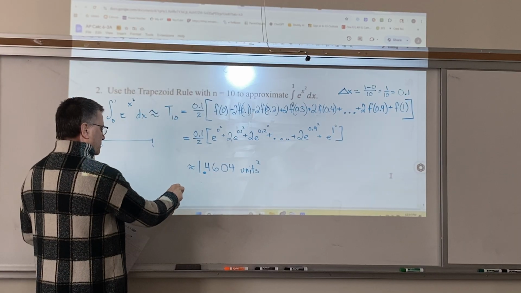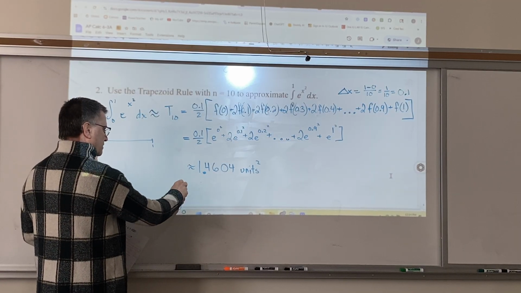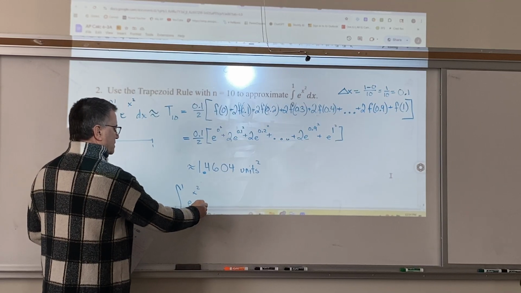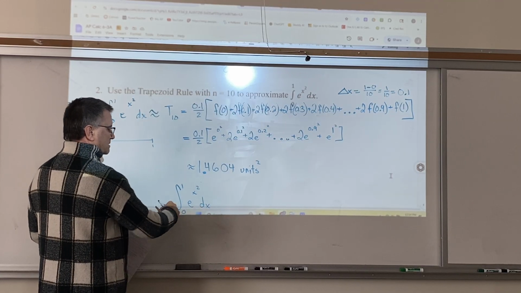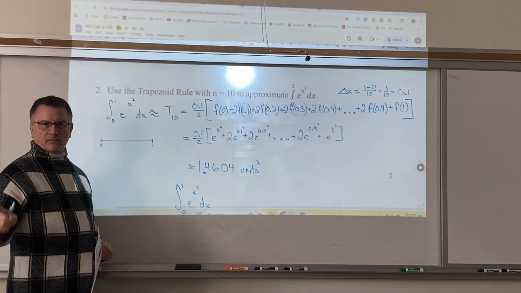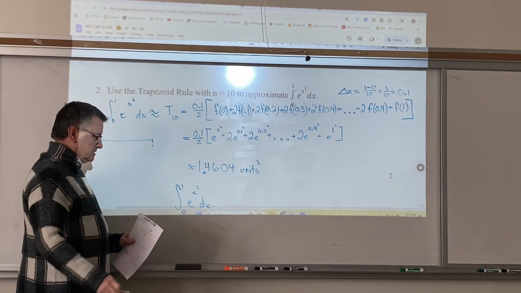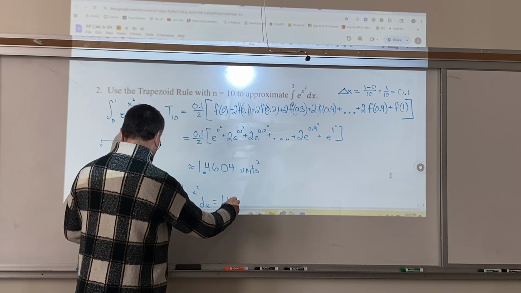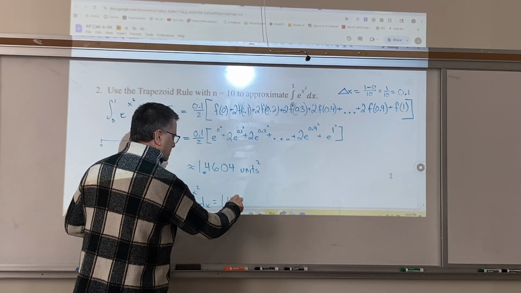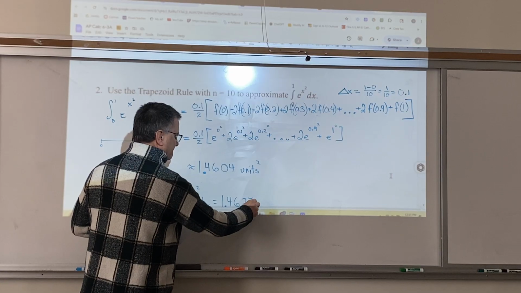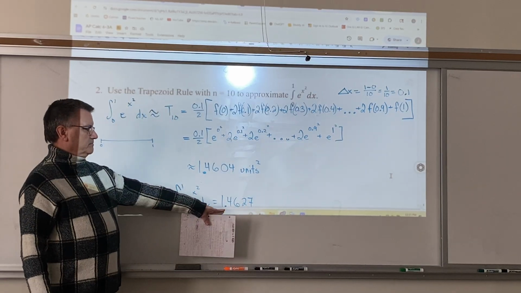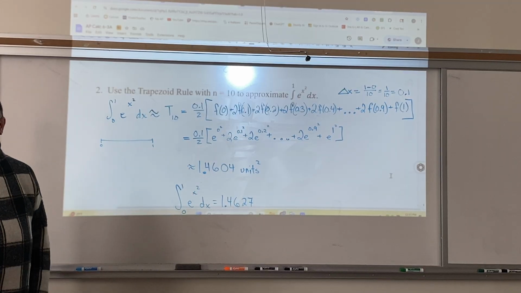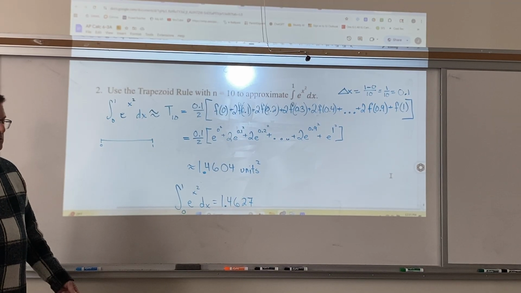If for some reason I was actually able to figure out the integral from 0 to 1 of e to the x squared dx, remember I said this is a symbol that will give you one value. This is the value it will give you, 1.44627. That's what it actually is. That's what I got by estimating with 10 trapezoids. Pretty darn close.